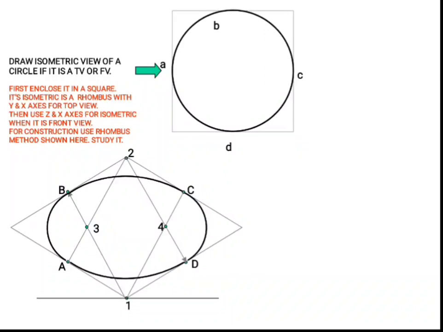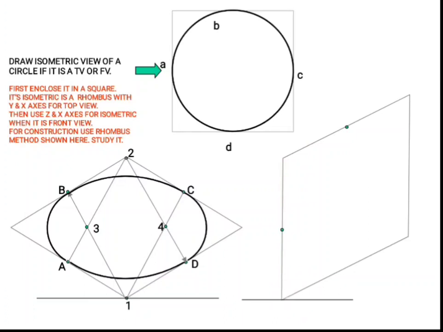Suppose the circle comes on the front side. For that, we have to select the X axis and Z axis, and construct the isometric view of the square. Mark the points A, B, C, D on the figure like this. Now corner points are selected, lines are drawn. Now we got the required center points and name them 1, 2, 3 and 4.